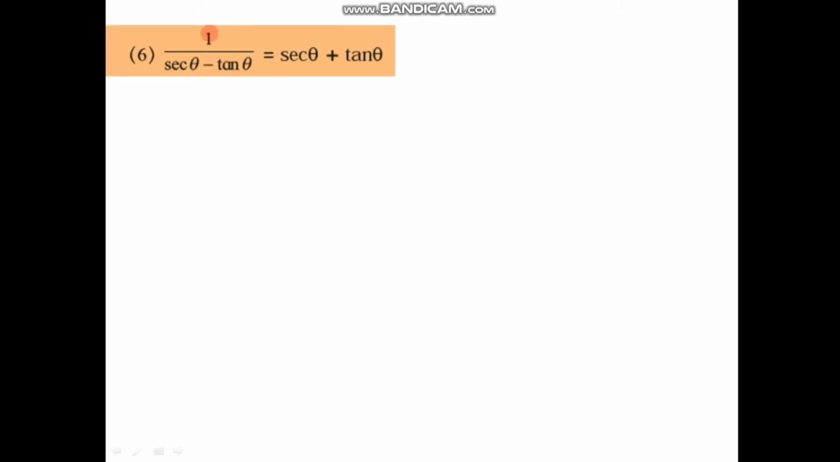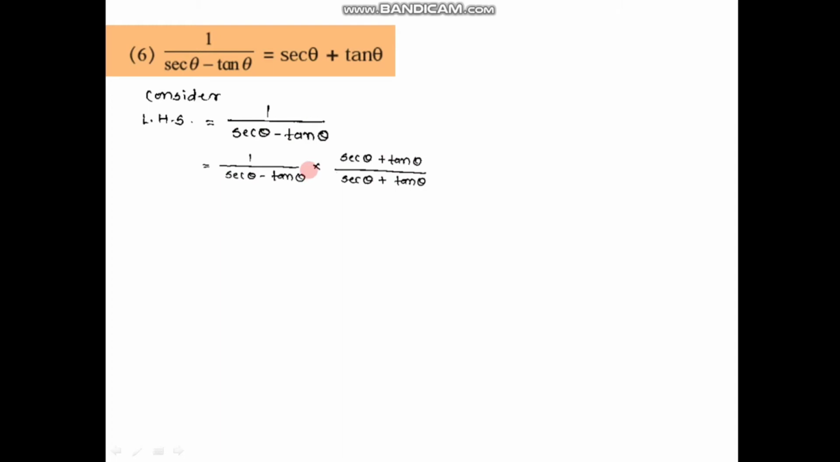Now let us have the next question. 1 divided by sec theta minus tan theta is equal to sec theta plus tan theta. Again consider the LHS is equal to 1 divided by sec theta minus tan theta. Now here also we have to multiply both the numerator and denominator by the conjugate of the denominator. That is, we have to multiply both the numerator and denominator by sec theta plus tan theta to get the right hand side. So here we have multiplied numerator and denominator by sec theta plus tan theta.